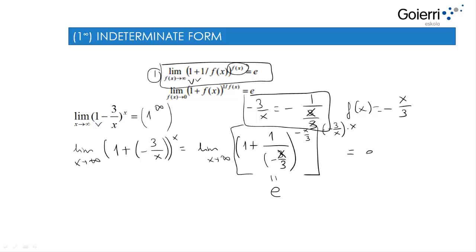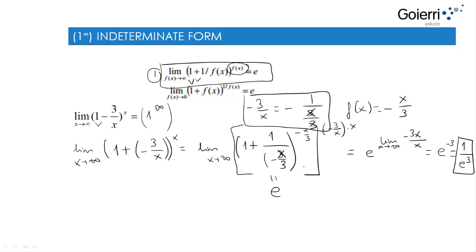So this is E, the limit as x approaches infinity of negative 3x over x. And then you need to solve this limit, right? So this is E to the negative 3 power. Okay, you can write it this way as well, 1 over E to the third. So this is the result of the function.